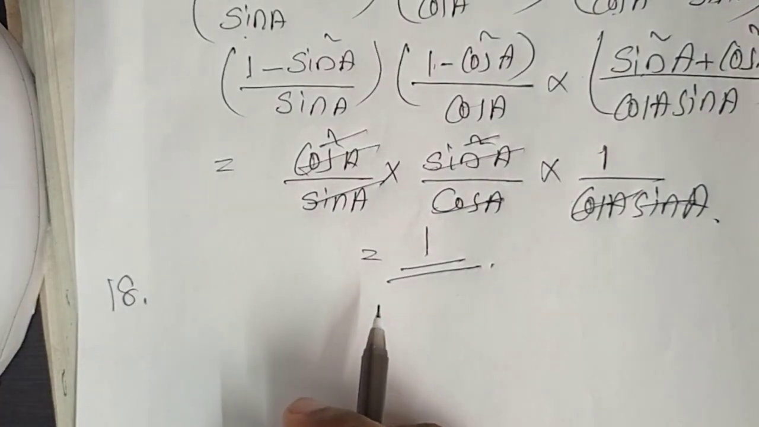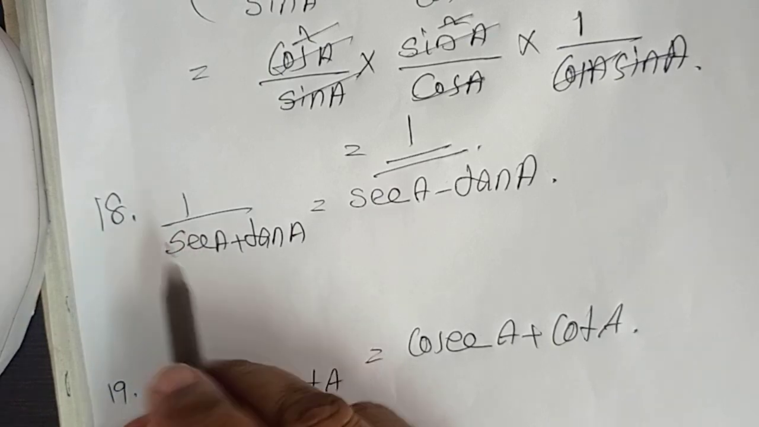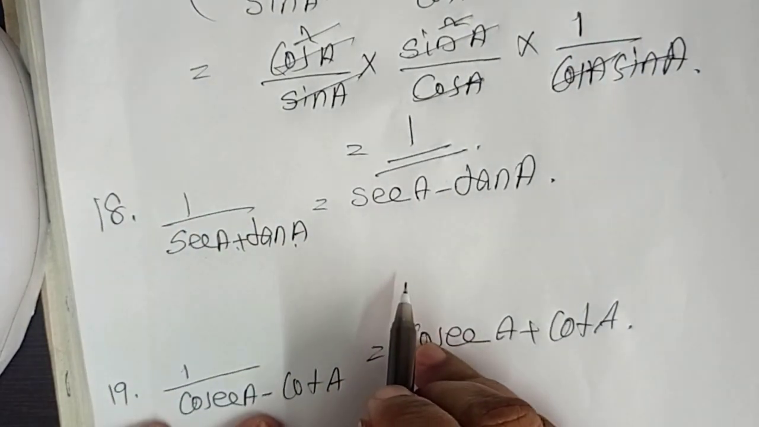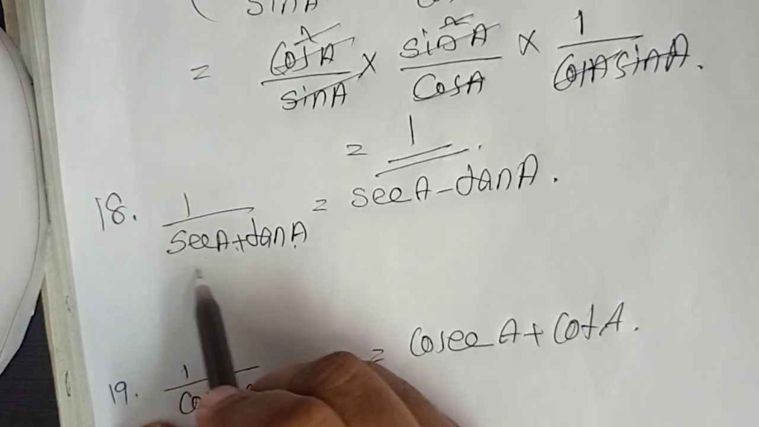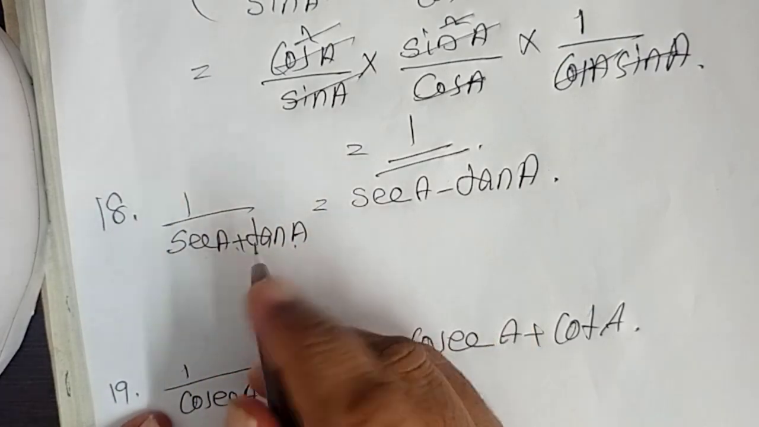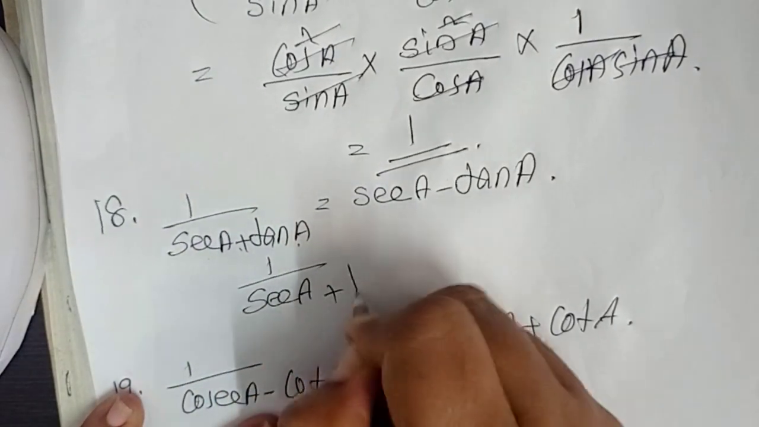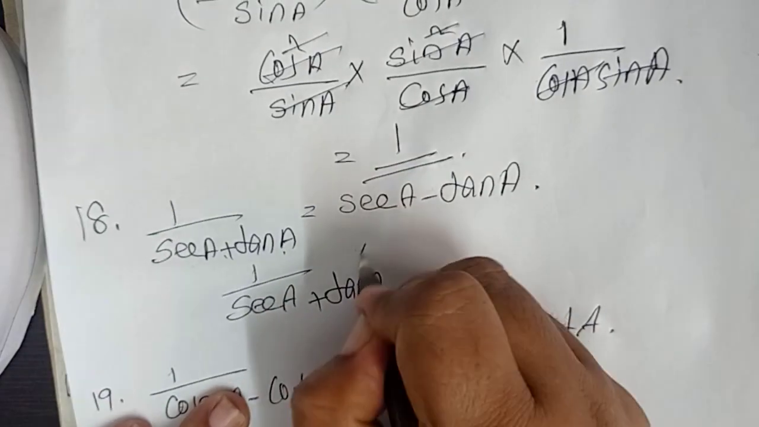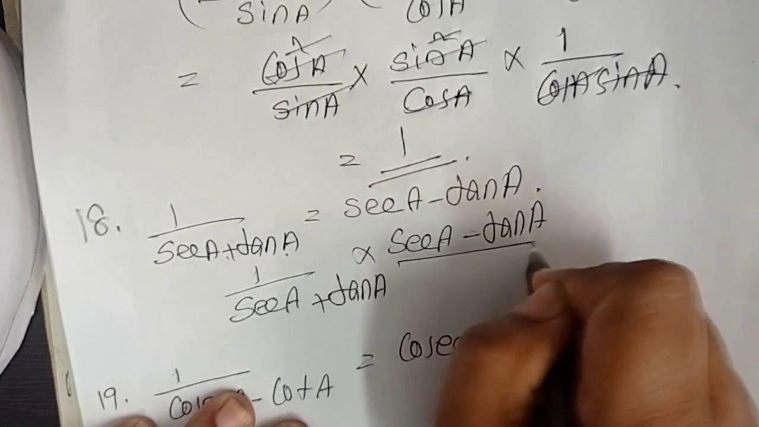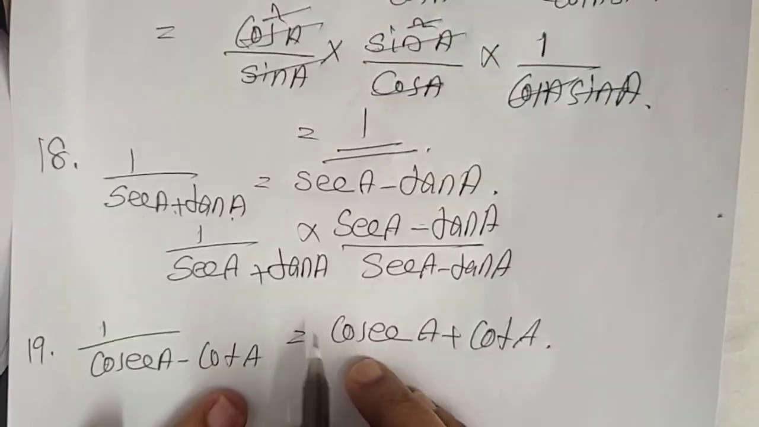18th problem. Copy the 18th problem. Prove that 1 by cosec plus tan A is sec minus tan A. Look here. If the LHS contains only one term or one fraction, take the conjugate of the denominator. What is sec plus tan A conjugate? Yes, sec minus tan A by sec minus tan A.